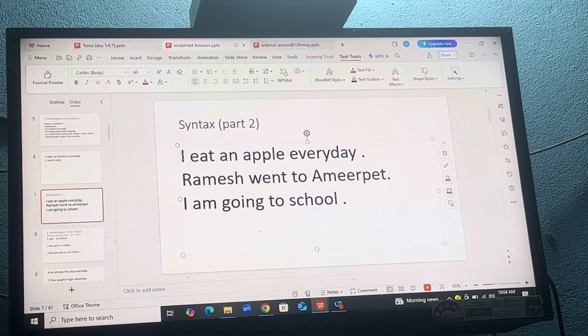And what is the rule? Subject. So what is subject in this? I is my subject, eat is my verb, and an apple every day is my object. Very nice. In the second one, Ramesh went to Amirpet. What is my subject? Ramesh is subject, went is my verb, and to Amirpet is my object.